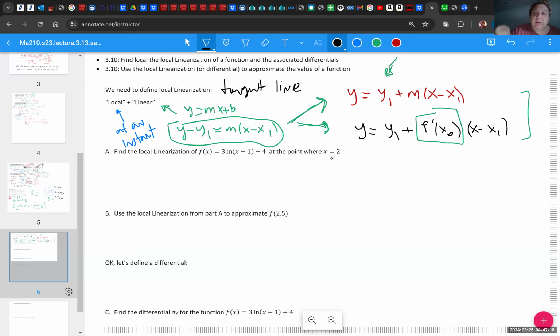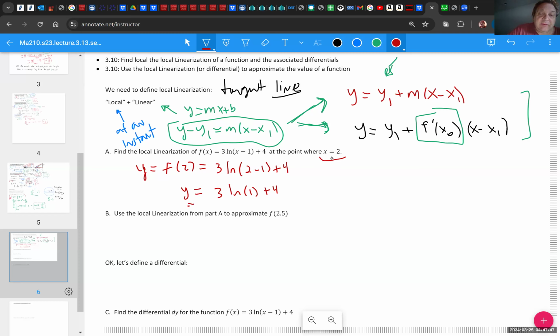Well, it's a line. To find any line, we need a slope and a point, and then we can plug it into our formula. Well, we know an x value, so we just plug that in to find the y value. So f of 2 would be the y value, and that would be 3 times the ln of 2 minus 1, plus 4. So the y value is 3 times ln of 1 plus 4. Ln of 1 is 0, so y equals 3 times 0 plus 4, and that gives a value of 4. So we know the point is (2, 4).